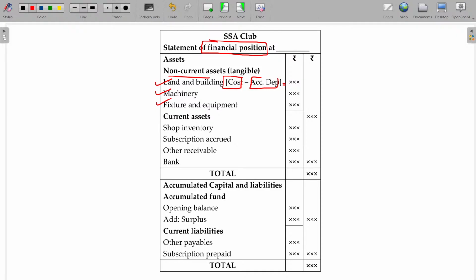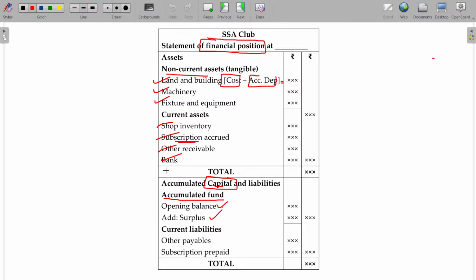And current assets being shop inventory, subscription accrued. Subscription accrued means amount recoverable, right? So it's an asset. And bank balances. In case of capital and liabilities, we don't have the capital term directly here. Instead of capital, we have the accumulated fund. To the opening balance, any surplus can be added. In case of loss, it can be subtracted. So with the opening balance, we add the surplus; in case of deficit, we subtract that. So we will find out the closing accumulated fund.